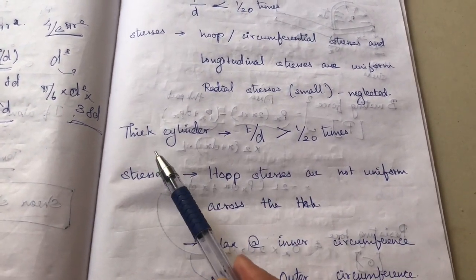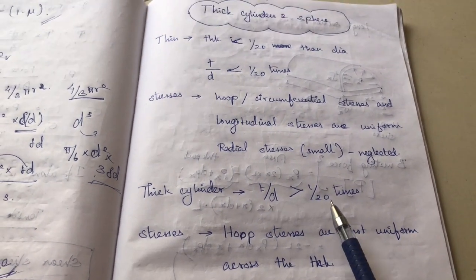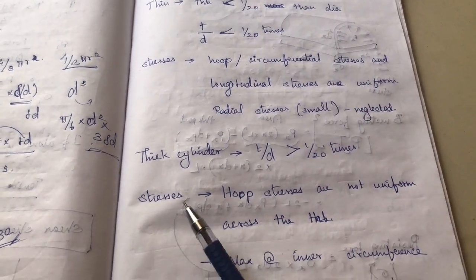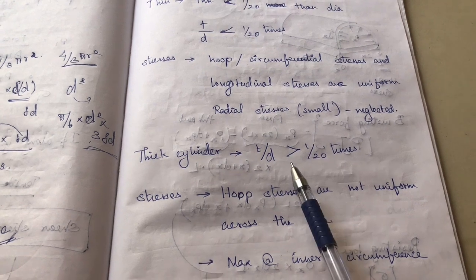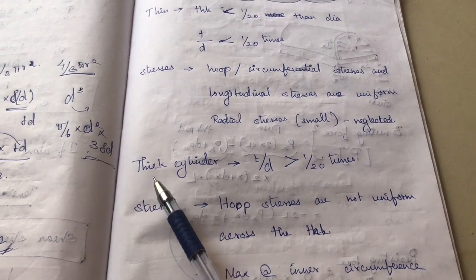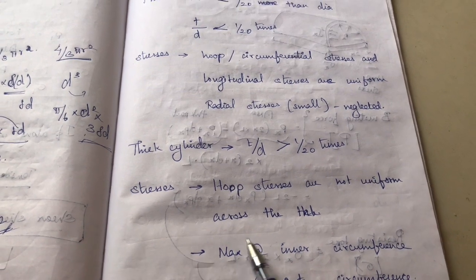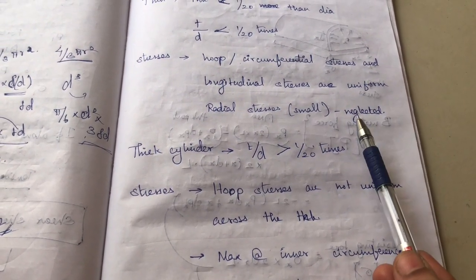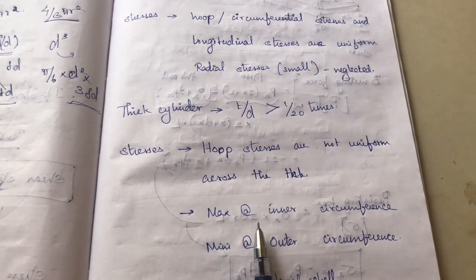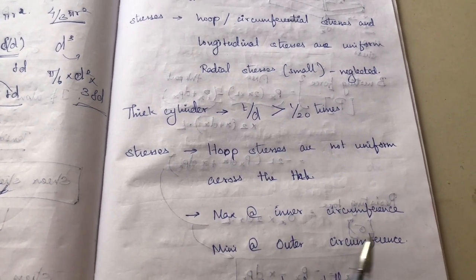So coming back to the thick cylinders, T by D is greater than 1 by 20 times. Here less than, here greater than. So the stresses here are hoop stresses. The stresses produced in the thick cylinders are hoop stresses and they are not at all uniform across the thickness. So there we said uniform, here hoop stresses will not be uniform. Maximum at inner circumferential, minimum at outer circumferential.